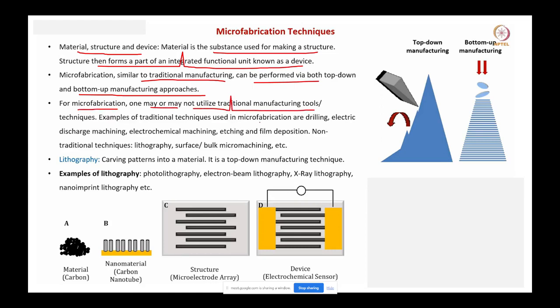The traditional techniques used in microfabrication are drilling, electric discharge machining, machining, electrochemical machining, etching, film deposition, and non-traditional techniques like lithography, bulk micromachining. Do you know this? What is lithography?